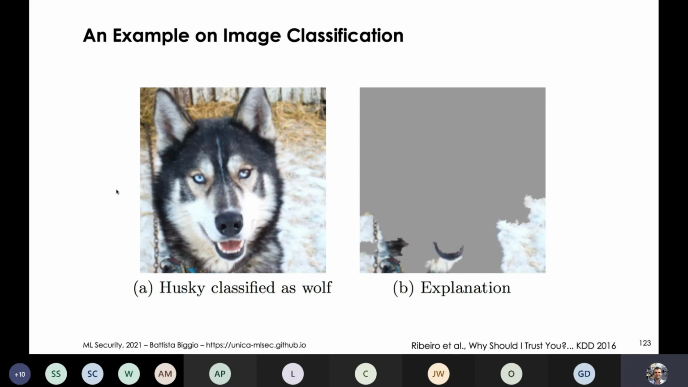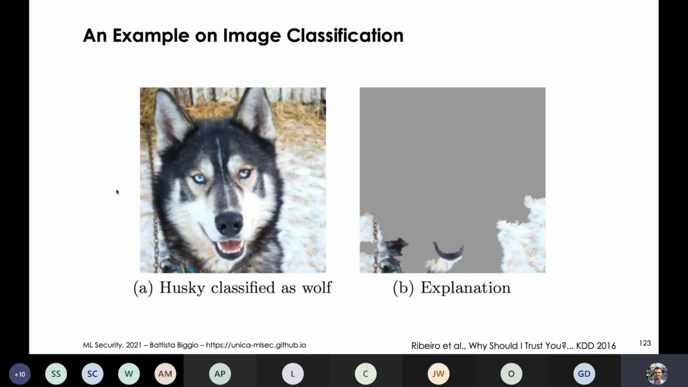wolves all collected on a snow background. So you have a wolf and the snow in the background, another wolf and snow in the background, and so on and so forth. And so what the algorithm has basically learned was not the concept of a wolf, but the concept of presence of snow. So every time you have snow in the background, any object is typically misclassified as a wolf.